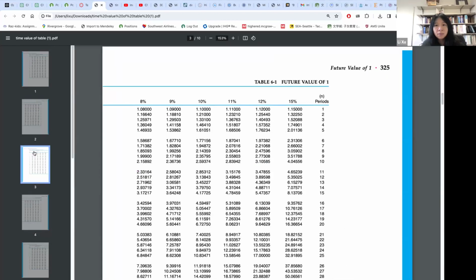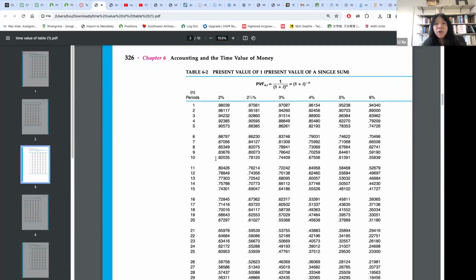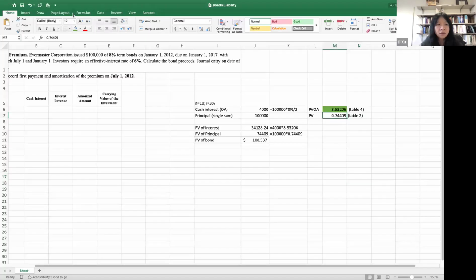Okay. Table 2, present value of the single sum, and I is equal to 3%, N is equal to 10. You can see here the factor is 0.74409. And that's the factor we're gonna use. Let's just switch back. So this number is what we have.